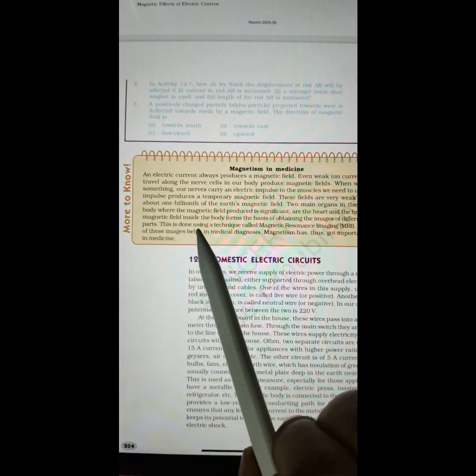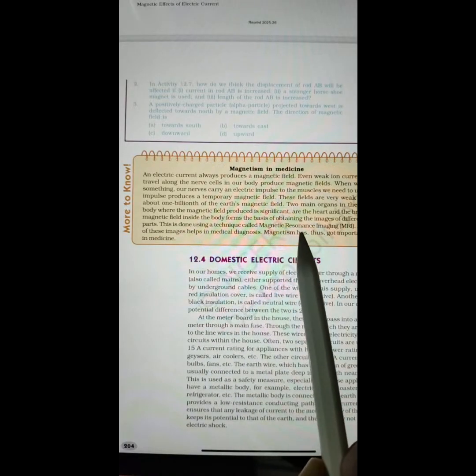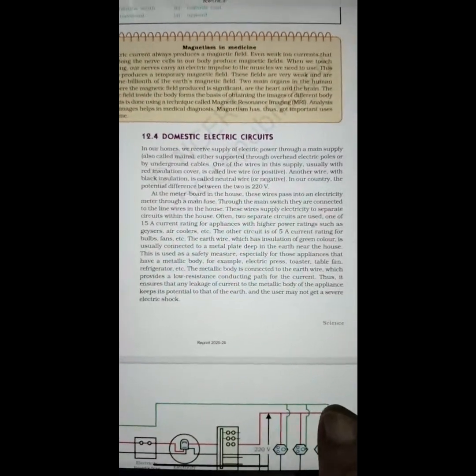The magnetic field inside the body forms the basis of obtaining the images of different body parts. This is done using a technique called magnetic resonance imaging, also known as MRI. Analysis of these images helps in medical diagnosis. Magnetism has thus got important uses in medicine.